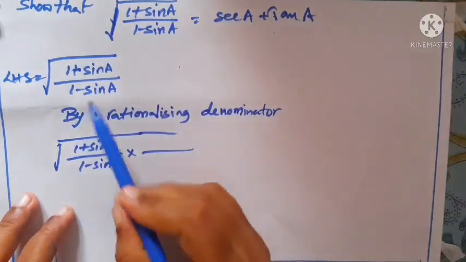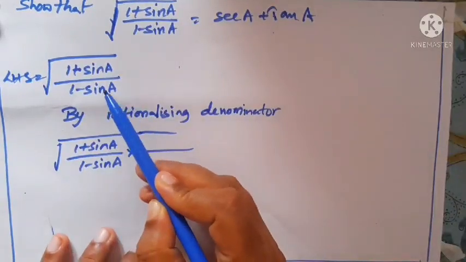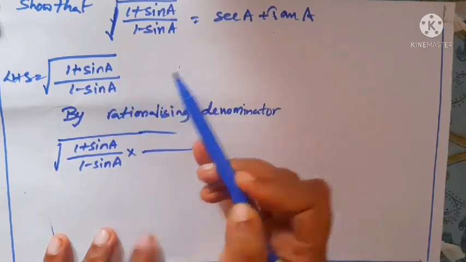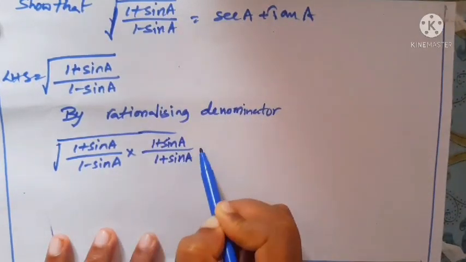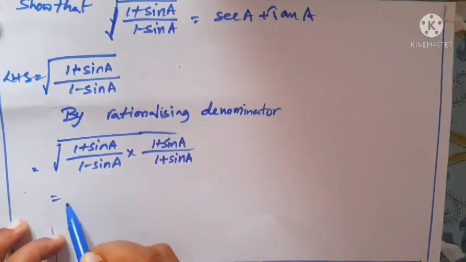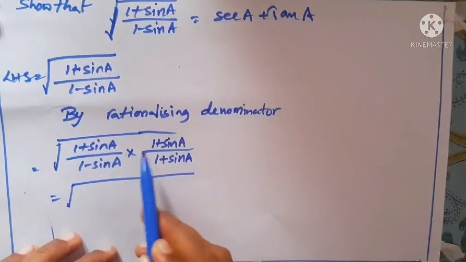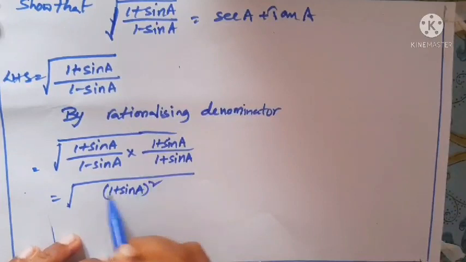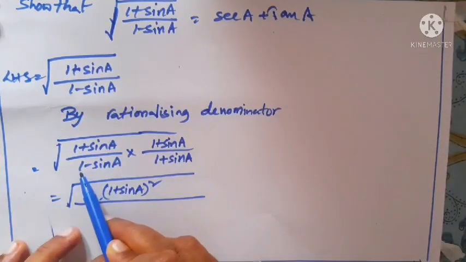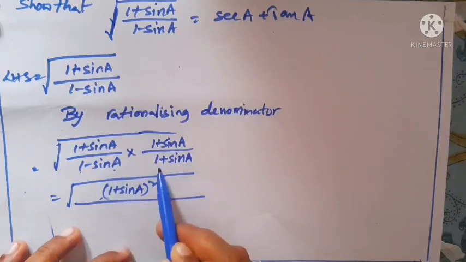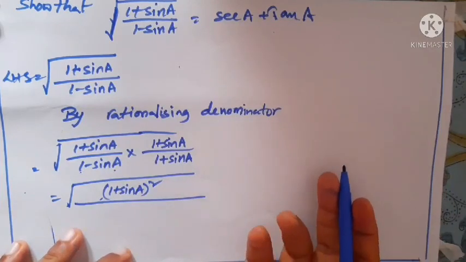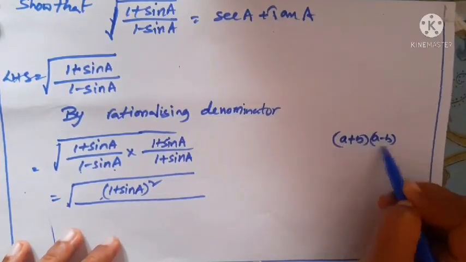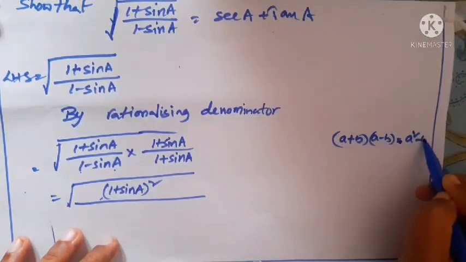So you have to multiply numerator and denominator with 1 plus sin A. You know that 1 plus sin A into 1 plus sin A is 1 plus sin A whole square. And now see here, 1 minus sin A into 1 plus sin A. This is in the form of A plus B into A minus B. What is A plus B into A minus B? You know that A plus B into A minus B is equal to A square minus B square.